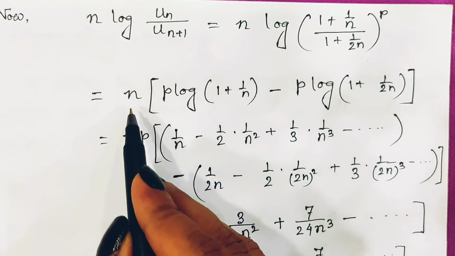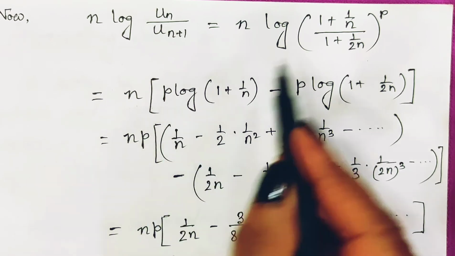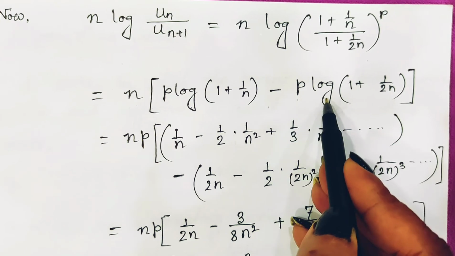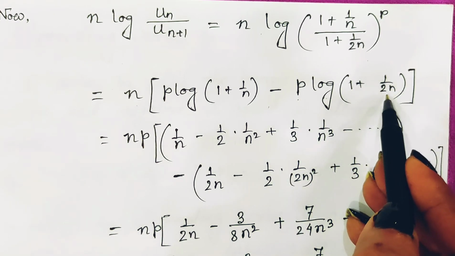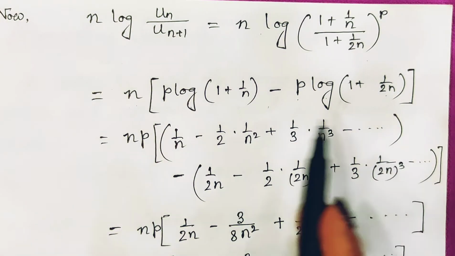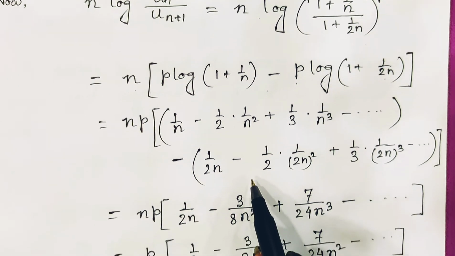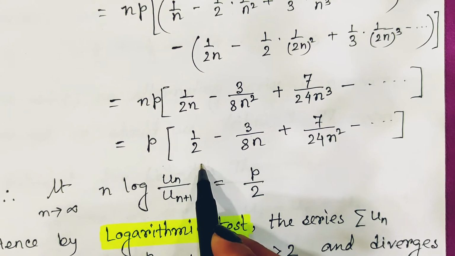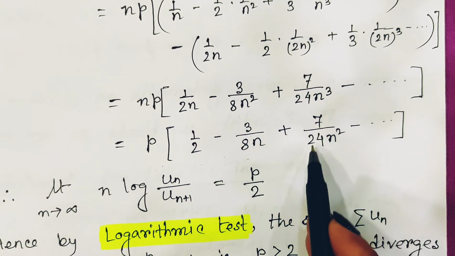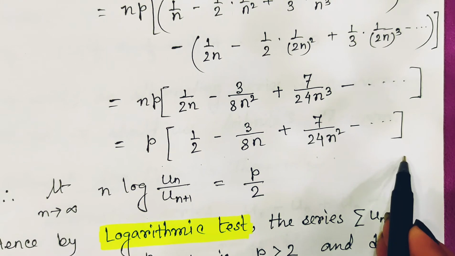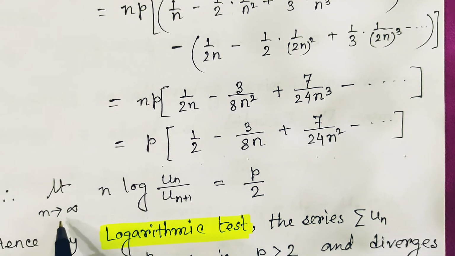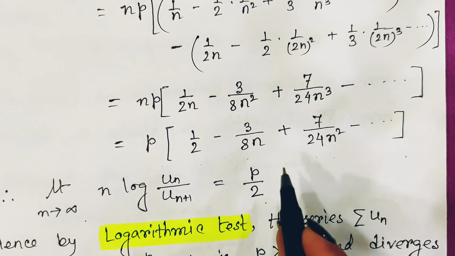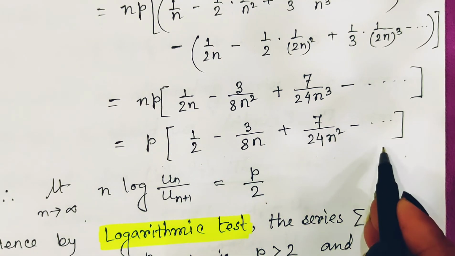So from here we get n into p, where p comes first: p log of (1 plus 1 by n) minus p log of (1 plus 1 upon 2n). Now if we expand this log series, then after simplification, we find this is equal to p into (1 by 2 minus 3 by 8n plus 7 by 24n square, and so on). If we take the limit as n tends to infinity, the limiting value is p by 2, because except this one, all the rest of the terms are 0.